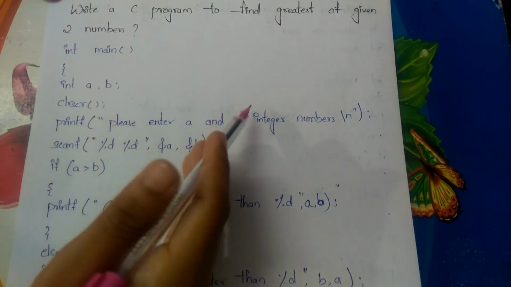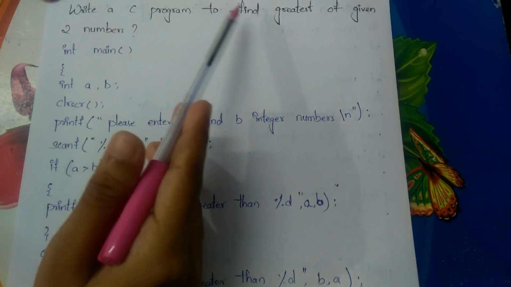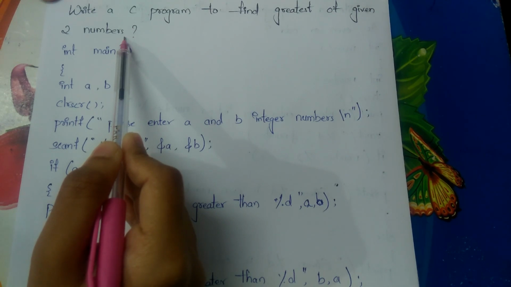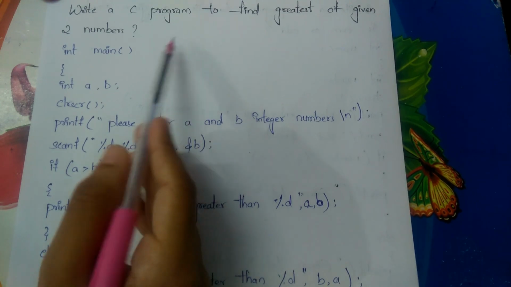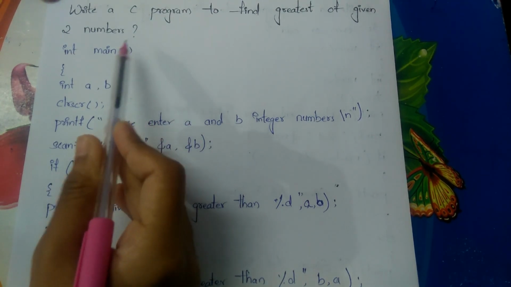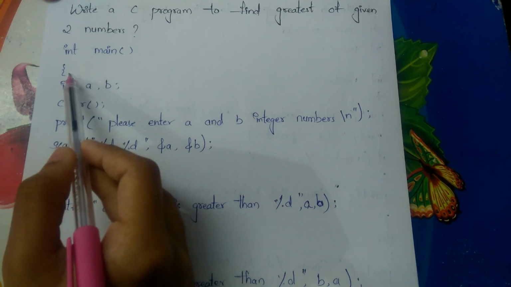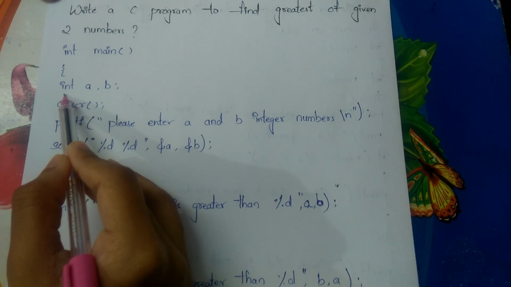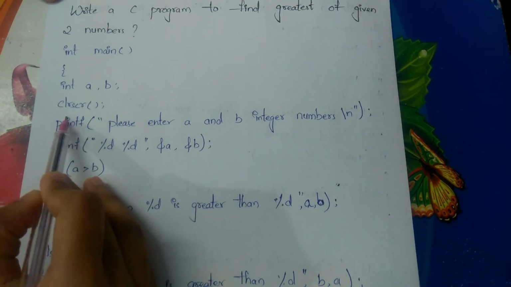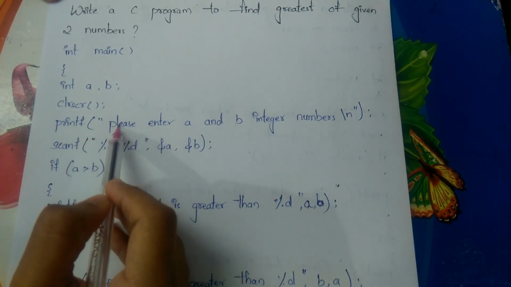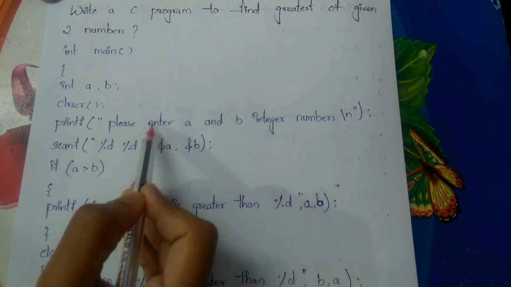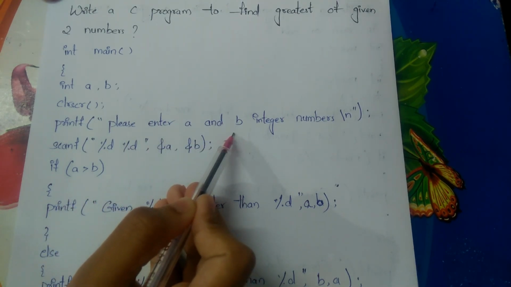So the first program on if else is: write a C program to find the greatest of given two numbers. From the console we will give the two numbers, and from those two numbers we have to find the greatest one. First we include the header files, then it starts with the main function. Within the block I am declaring two variables a and b, of integer type. Then after clear screen, in the printf I want to print the statement: please enter a and b integer numbers. This statement will be printed onto the output screen.